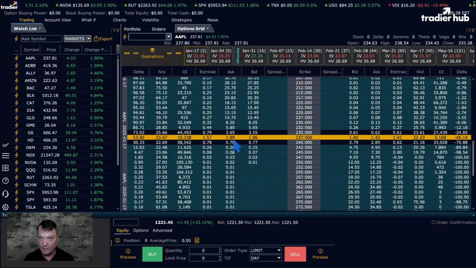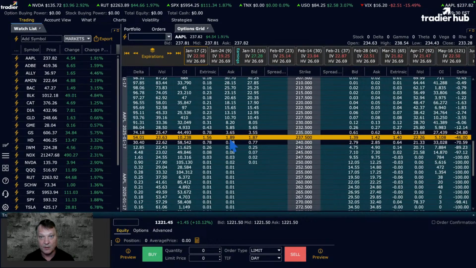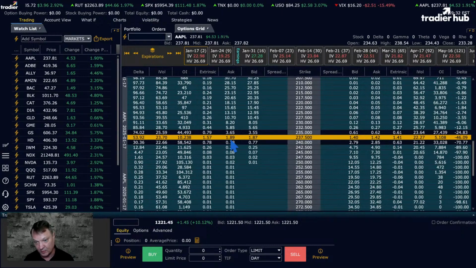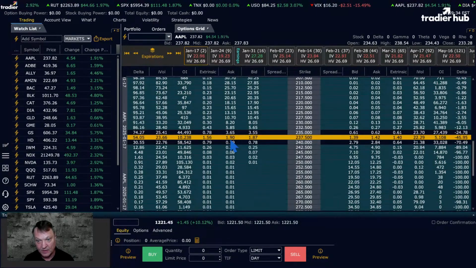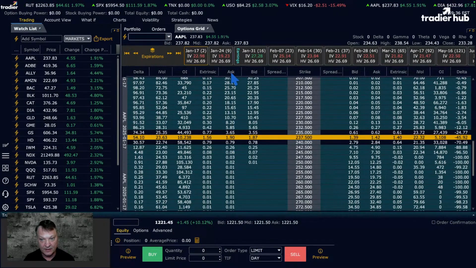We see that it's trading for a real premium still, and I don't really care what I initially sold it for. It's just all about what it's trading for right now. So the ask price on this call position is $1.90.